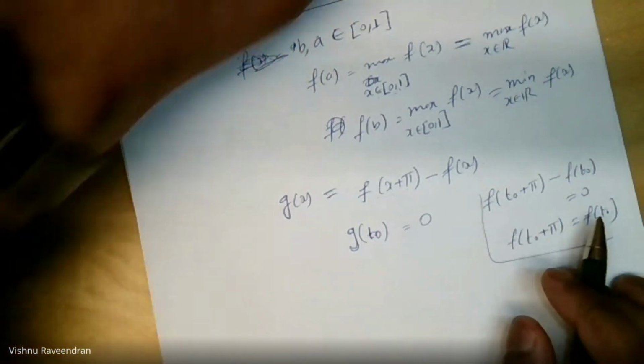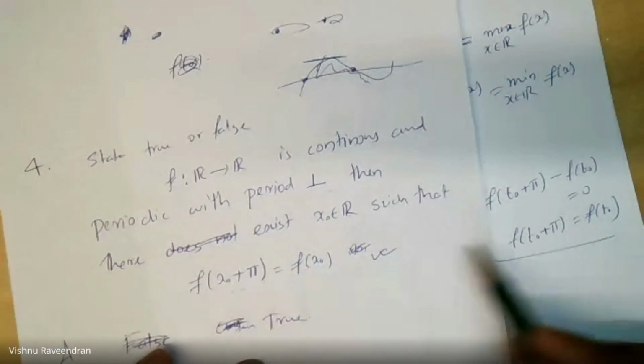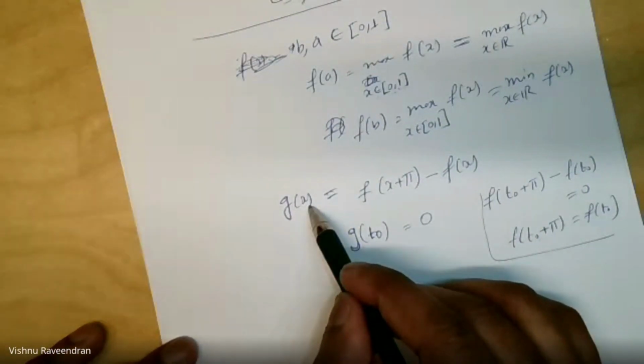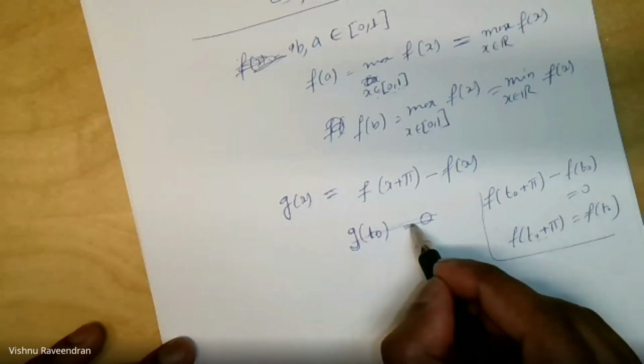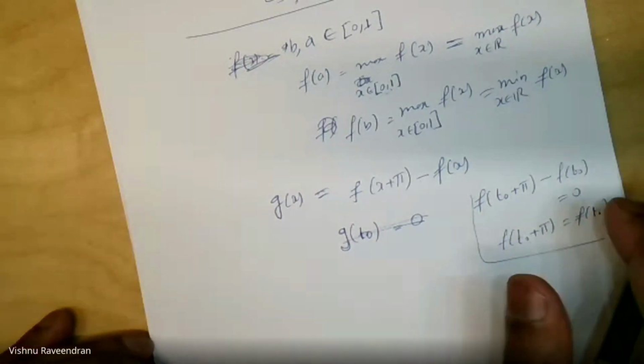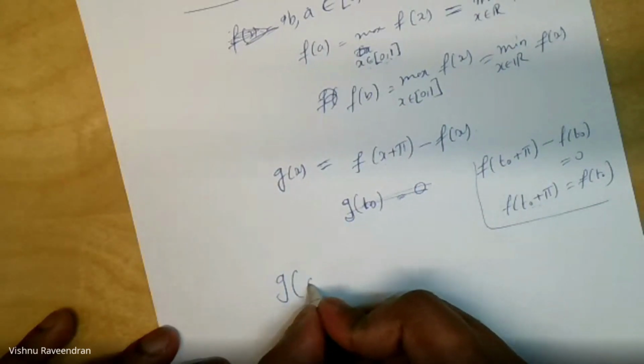So our aim is to prove this thing actually, right? We need to find a point t naught or x naught satisfying this condition. For that, it's enough to prove this g has a solution. For that, we'll use the intermediate value theorem. So let's see what is g of a.